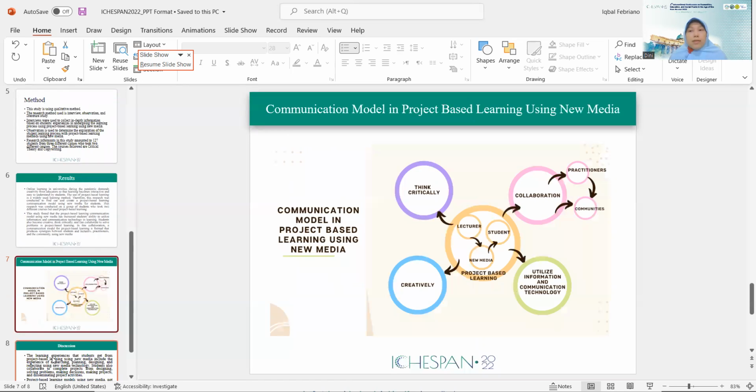And this is the communication model in project-based learning using new media. In the center, we have lecturer, student, and new media. Through collaboration in project-based learning, they can think critically, creatively, utilize information and communication technology, and collaborate with practitioners and communities.